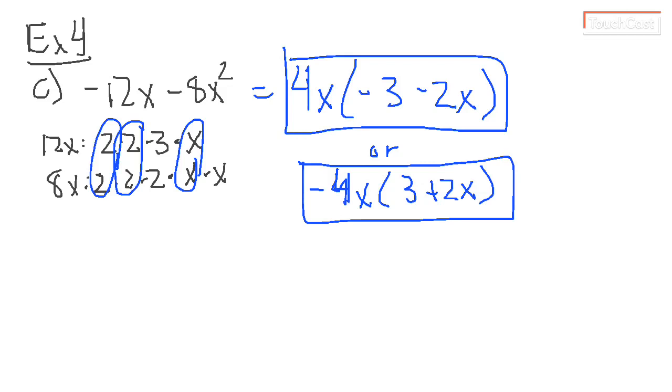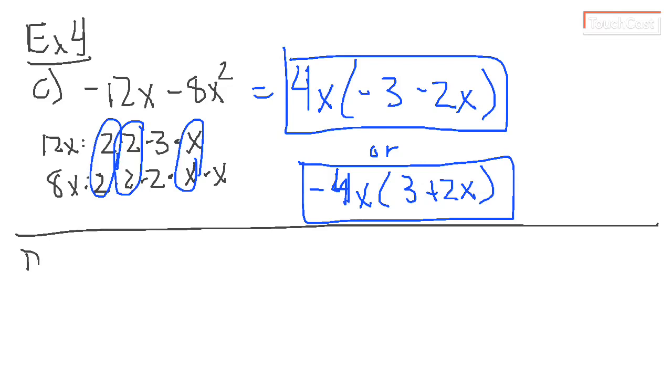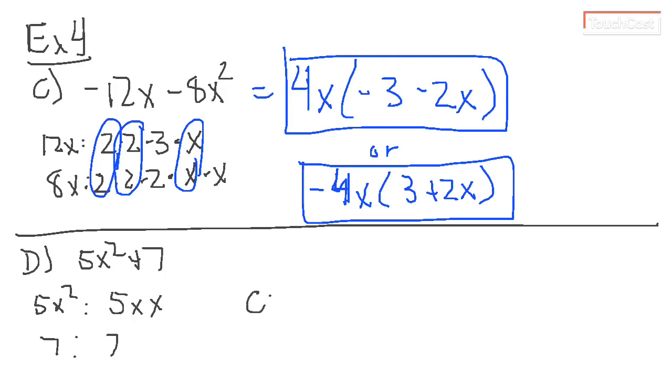Got one more for you. Example 4D. I've got 5x squared plus 7. Well, 5x squared, we can break that up into 5 times x, and 7 is just 7. But they've got nothing in common. If this happens and we can't find any common factor, we say it cannot be factored.